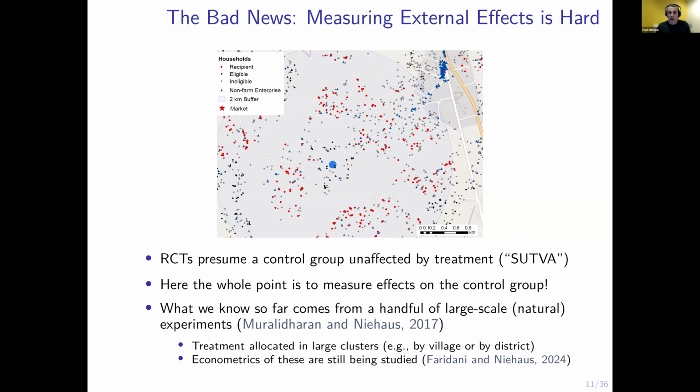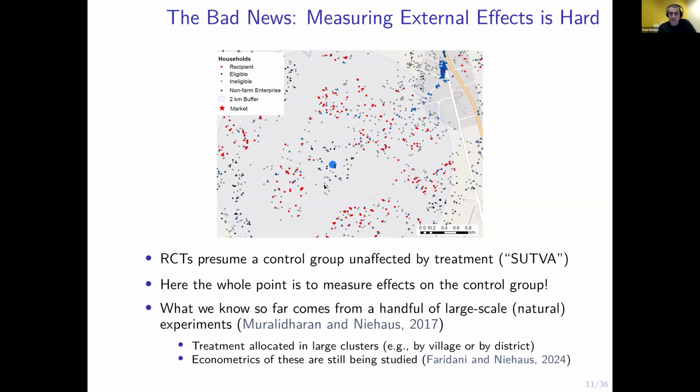Think about the way we model economies, right? We write down economic models in which things are very interconnected, right? And everything affects everything else. And so SUTVA doesn't hold in almost all of our general equilibrium models. So there's this tension between the way we write economic theory and the way we do experimental work.